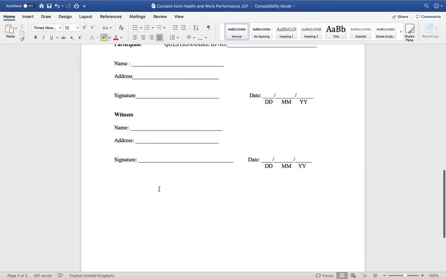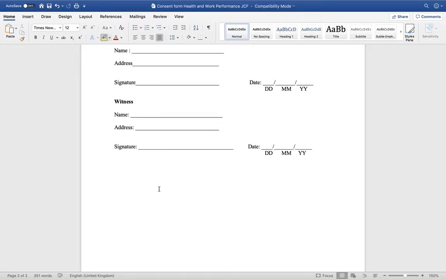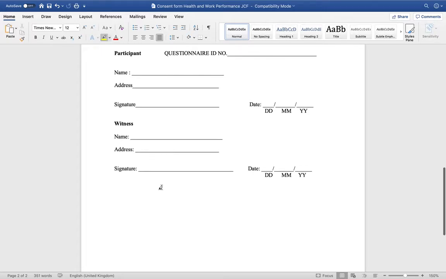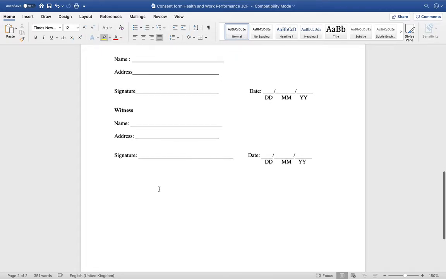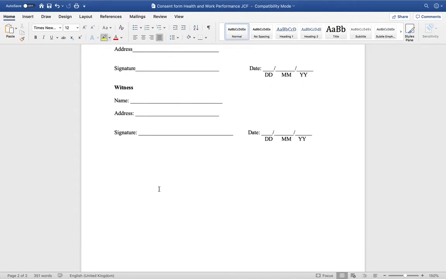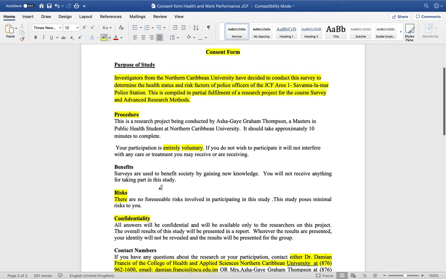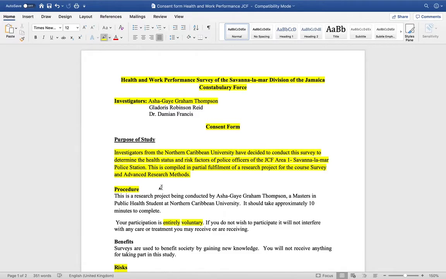Usually we ask for a third signature, and that's the signature of the person doing the enrollment. So when you do your own form, ensure that you have 3 places for signature, including the enroller, the participant, and a witness. And those are the basics of your consent form.